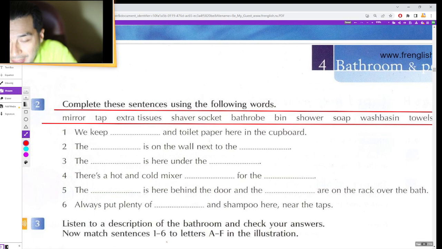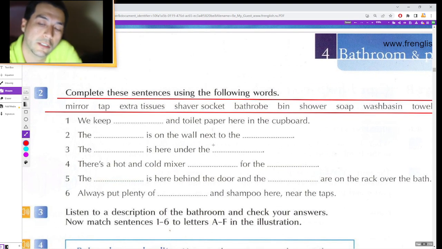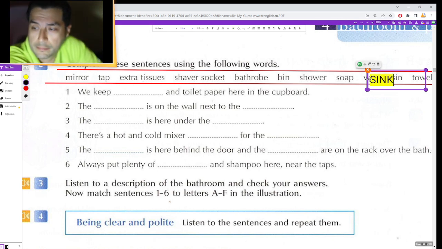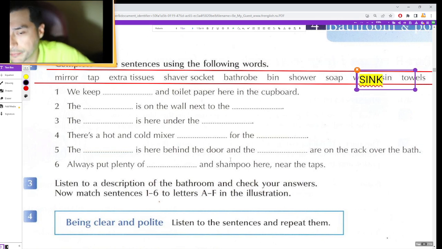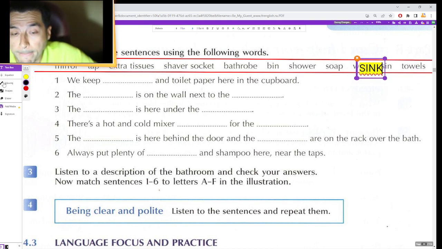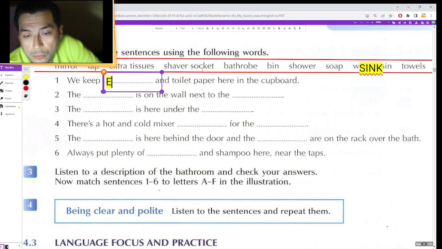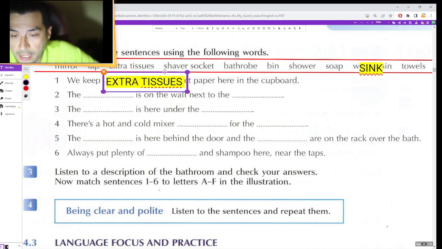Now complete these sentences using the following words we have. Mirror, tap, extra tissues, shaver socket, bathrobe, bin, shower, soap, trash bin. Oh, this is the sink right here. And towels. Number one, we keep extra tissues and toilet paper here in the cupboard.